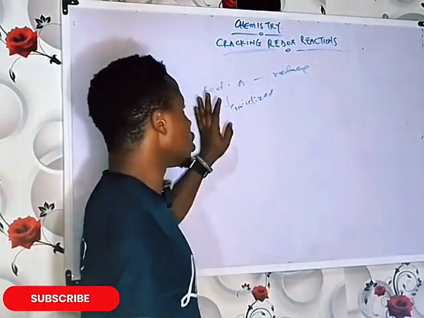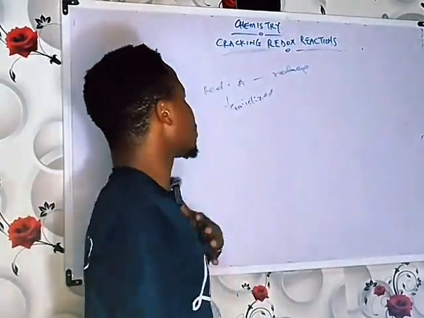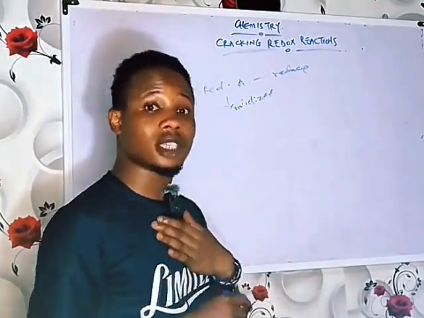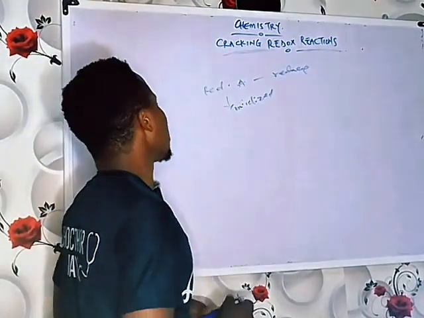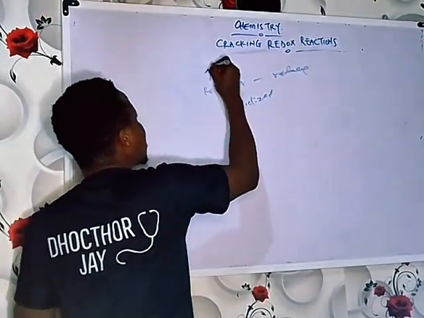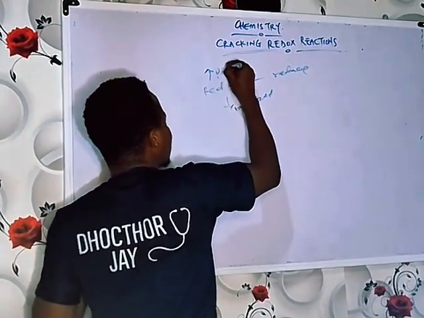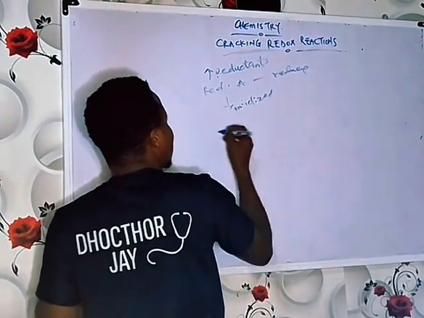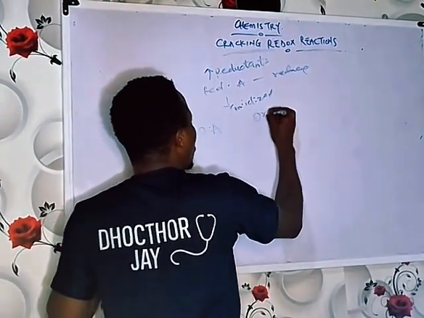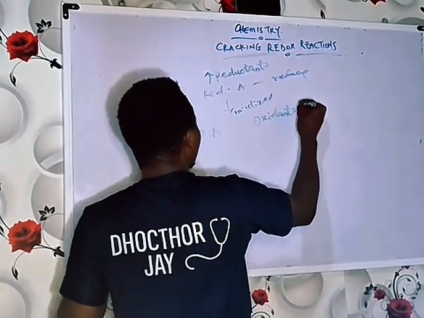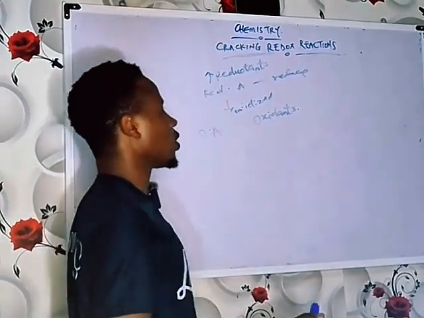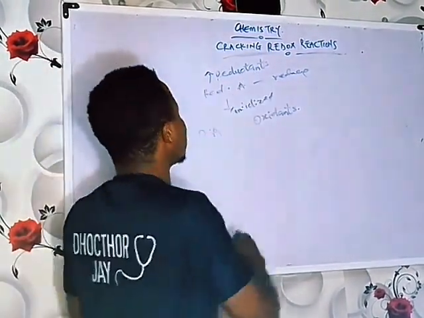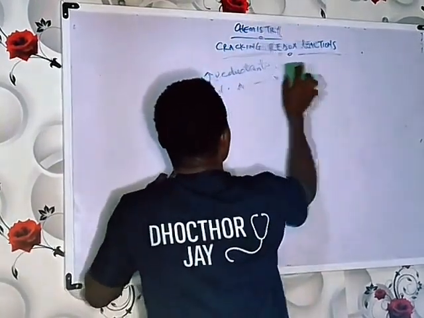Okay, so again, reducing agents reduce others and themselves are oxidized. Oxidizing agents oxidize others, they themselves are reduced. Now you must also know that reducing agents are otherwise called reductants, and oxidizing agents are otherwise called oxidants. Reducing agents, reductants; oxidizing agents, oxidants.